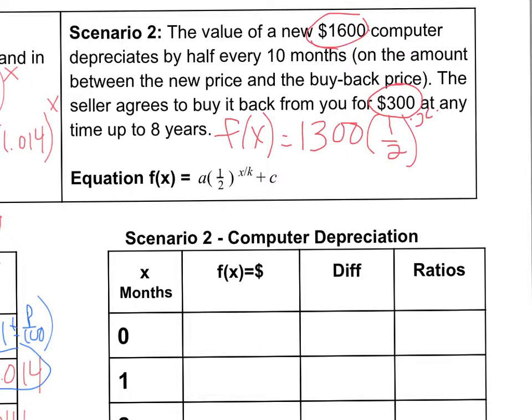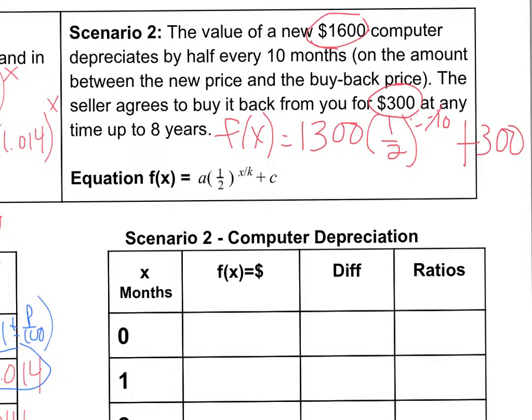So that's x over 10, plus we've got this $300 guaranteed buyback. That doesn't depreciate, right? You're guaranteed $300 when you're done using it. It's almost like a lease scenario where you pay $1,600 but you're guaranteed to get $300 back at any time up to 8 years. So the 8 years doesn't really play a role in the equation.